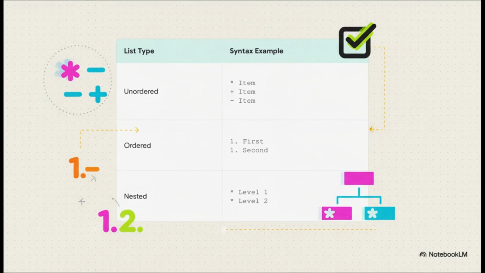Lists are so incredibly easy. For a bulleted list, just start each line with an asterisk, a dash, or a plus sign. They all work.